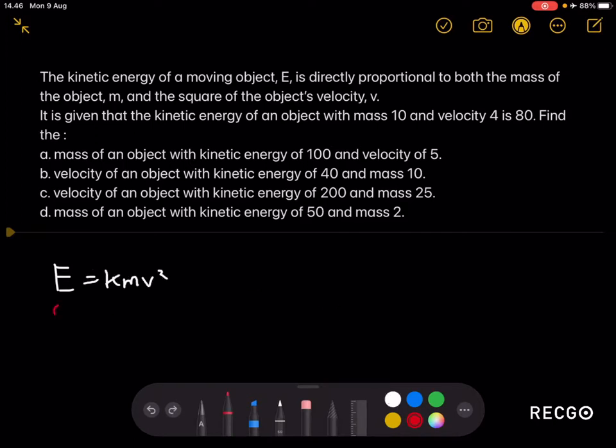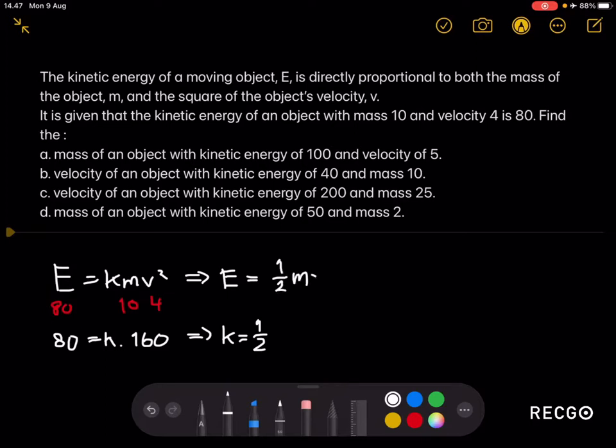And plugging in E equals 80, m equals 10, and v equals 4, we get that 80 must be equal to a constant k times 10 times 4 squared, or just 160, leaves us our value of k being half. So the equation becomes E is equal to a half times m times v squared.